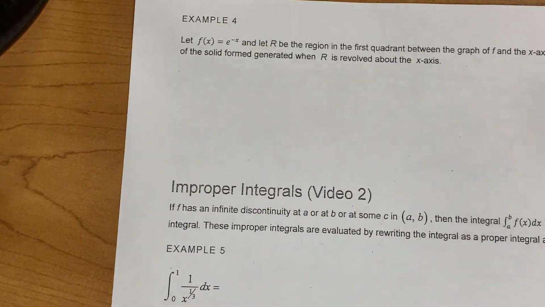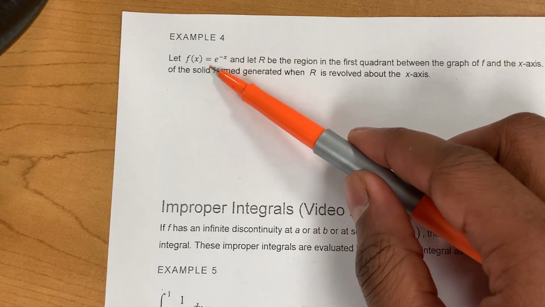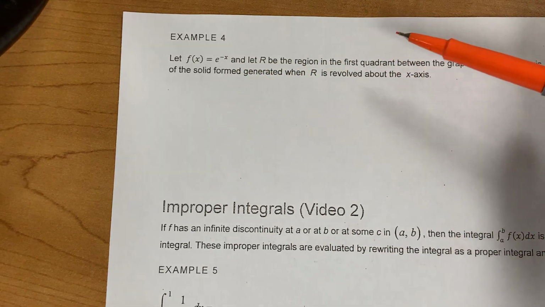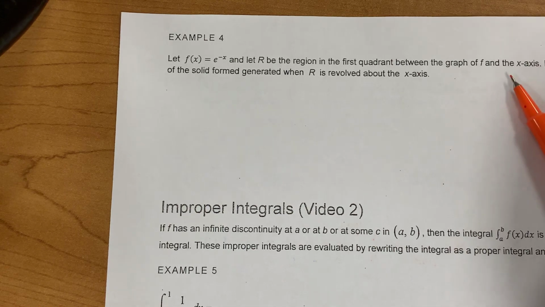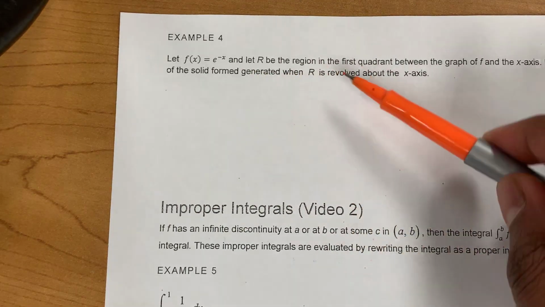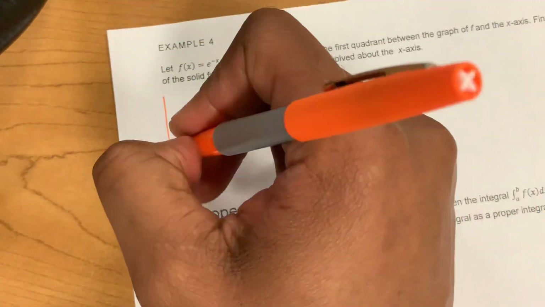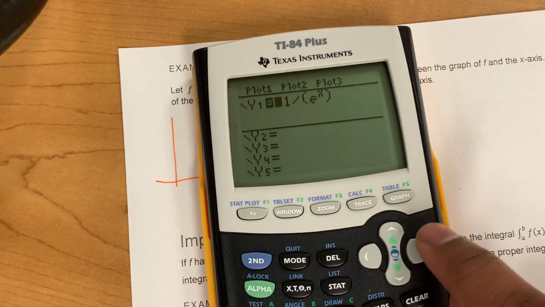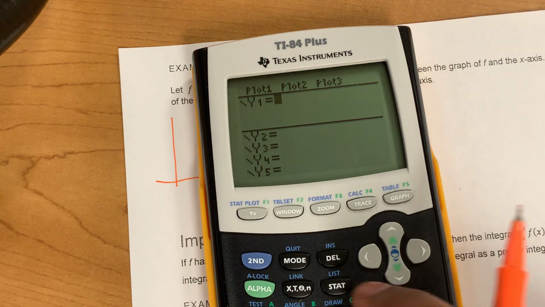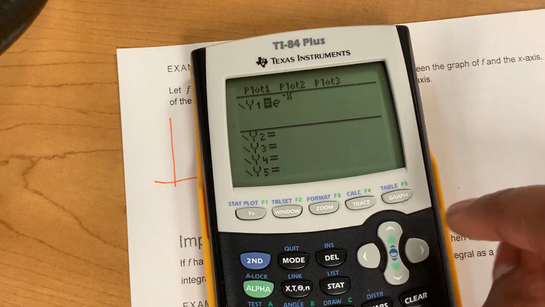For the last example that we're going to do for this, we can also take this out and do this with volume. Let f of x be e to the -x, and R is the region in the first quadrant bounded between the graph of f and the x-axis, and we want to find the volume when we rotate this around the x-axis. So if we draw what e to the -x looks like, it's basically going to be the other graph turned around.